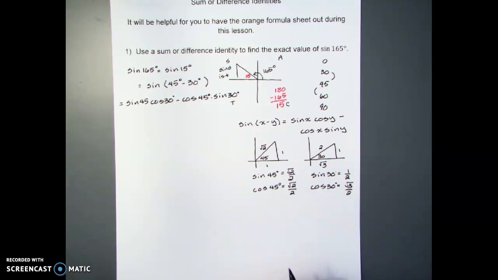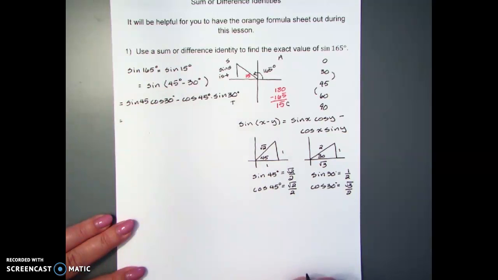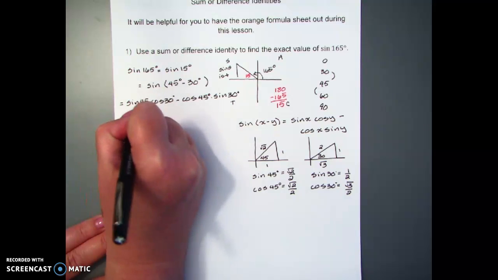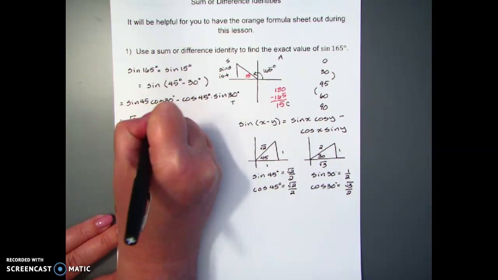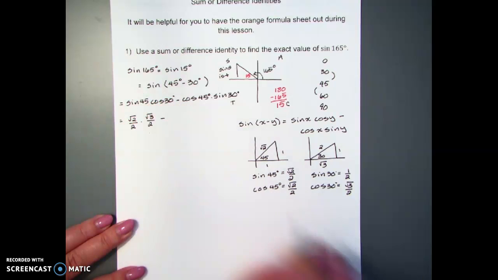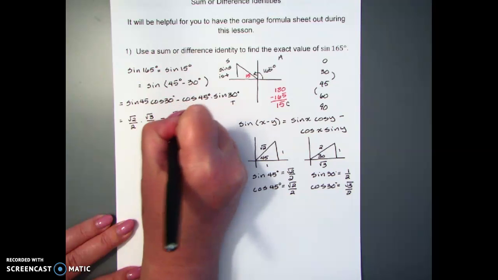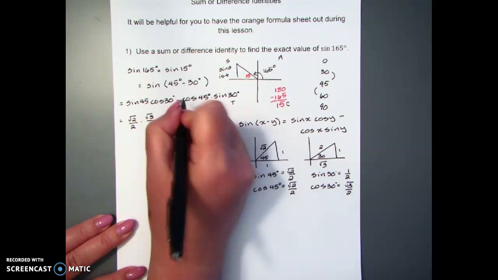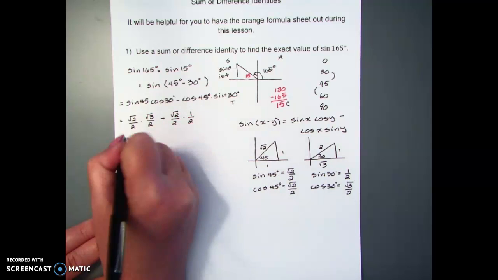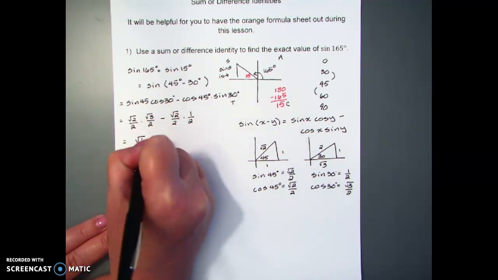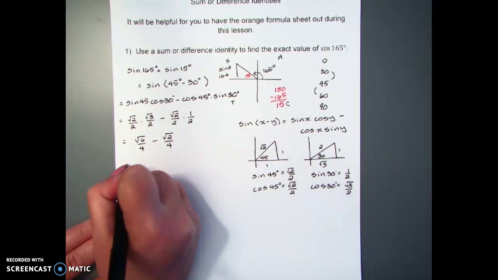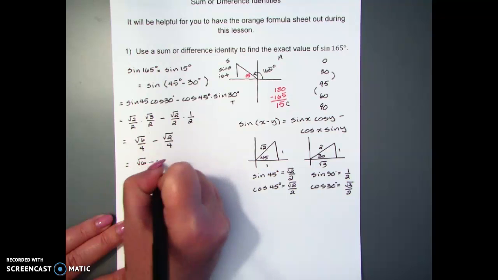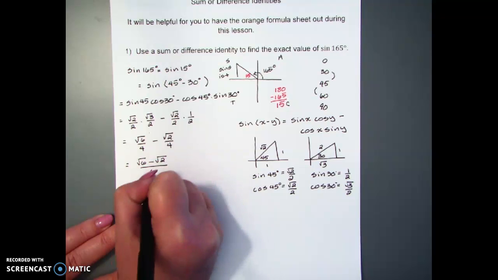We're going to use those values and substitute them into this expression. The sine of 45 is root 2 over 2. The cosine of 30 is root 3 over 2. Minus, and then the cosine of 45 is root 2 over 2, and the sine of 30 is 1/2. So we end up with root 6 over 4 minus root 2 over 4. Since we have a common denominator, we'll go ahead and put everybody in one fraction.